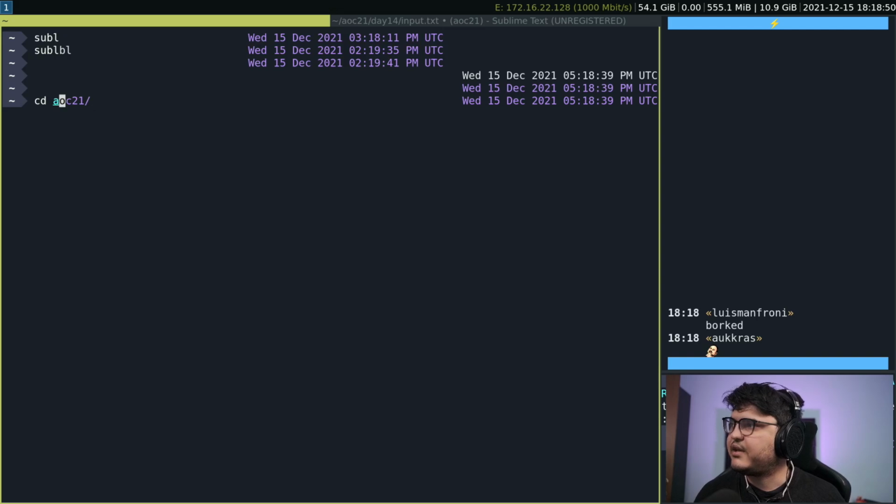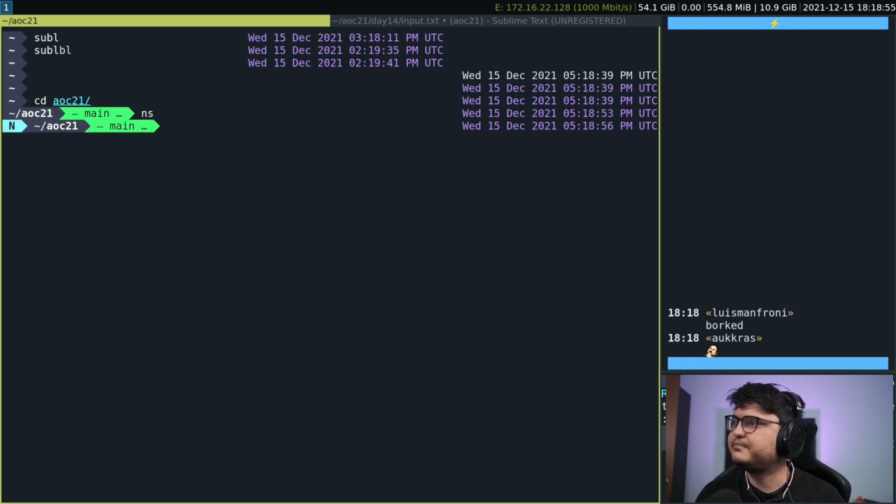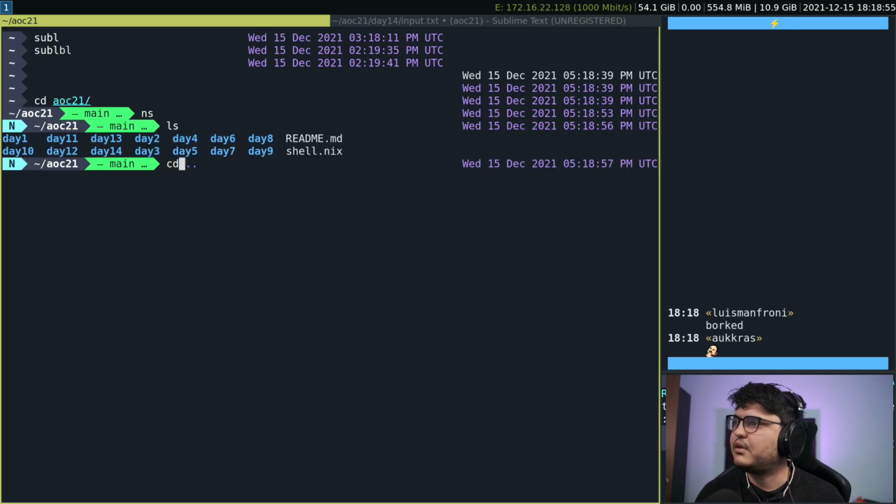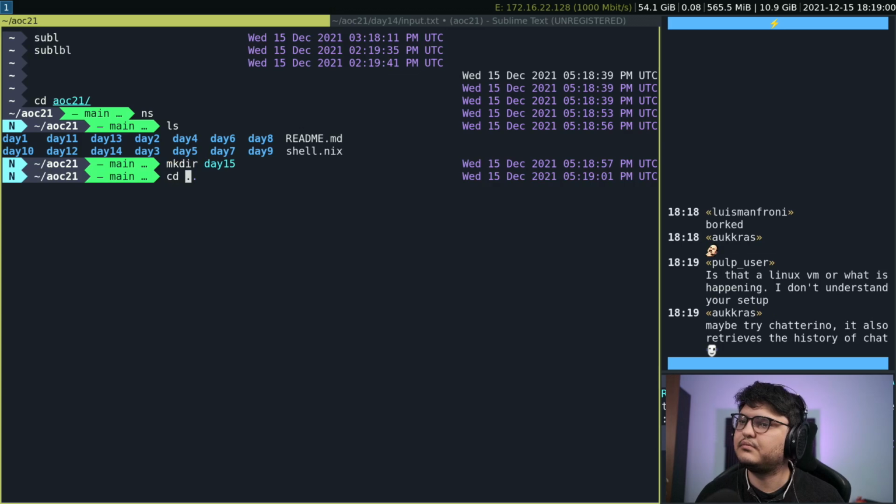So cd AUC 21 Nick shell, day 15. Is that a Linux VM or what is happening? Yes, that's a Linux VM inside a macOS host.